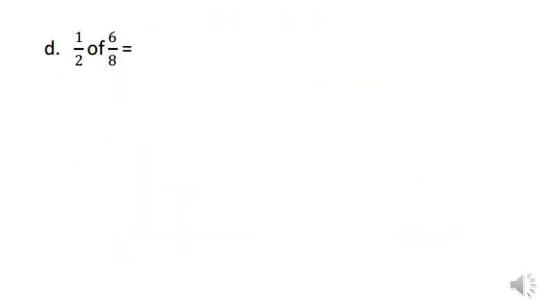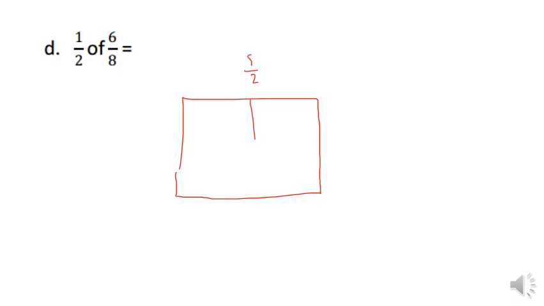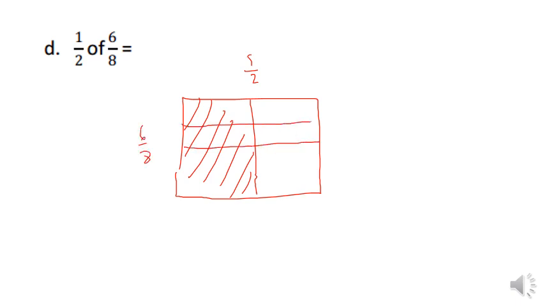On D, let's do our fraction model. Once again, this is 1/2, so we're going to do 1/2 of it. And then we have 6/8. Now I like doing 8ths, so I'll cut them in half. And I'll cut the halves into quarters. Now I'm going to cut the quarters into 8ths.